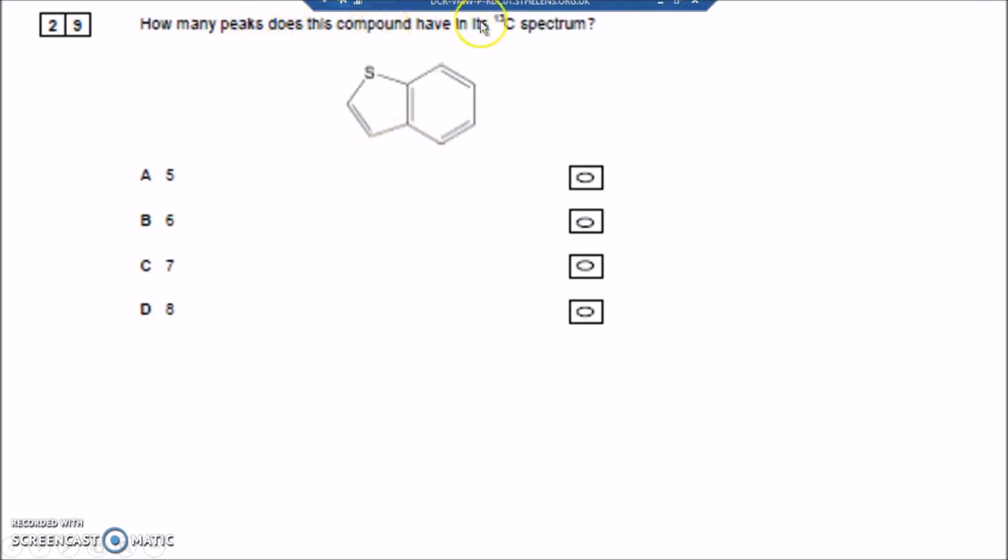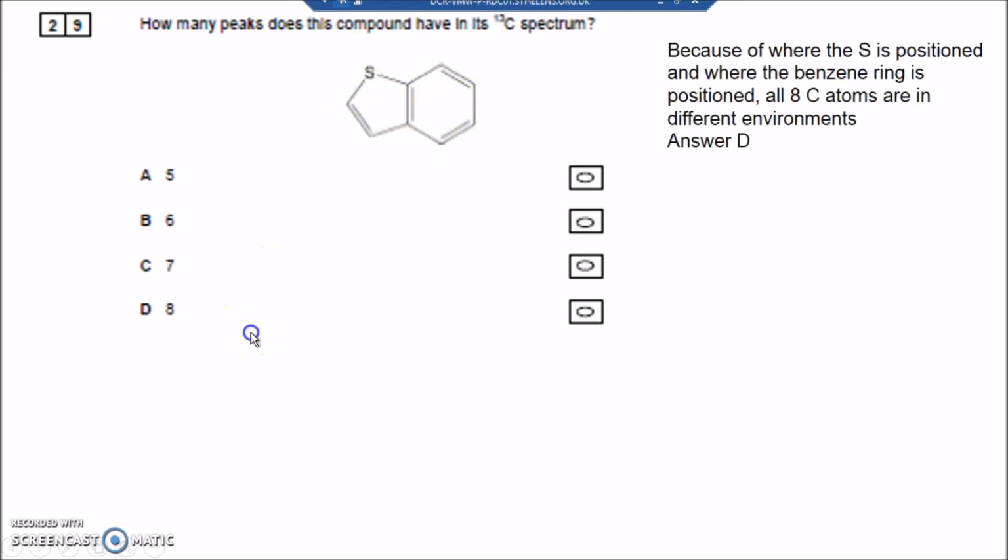29. How many peaks does this compound have in its carbon-13 spectrum? So I'm looking for the number of different carbon environments. That S isn't in the middle. If it were, it would be different, but it's not. It's not symmetrical in any way. So all of these carbons are going to be in different environments, because that S is not forming a symmetrical structure. So I've got 1, 2, 3, 4, 5, 6, 7, 8 different carbon environments. The answer is D.